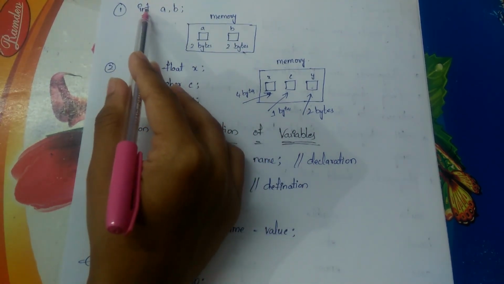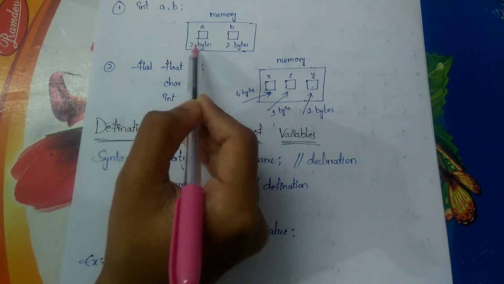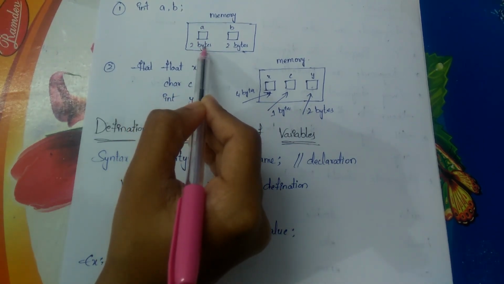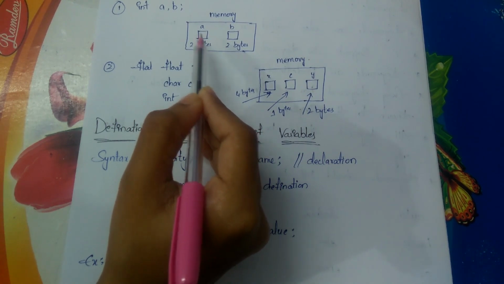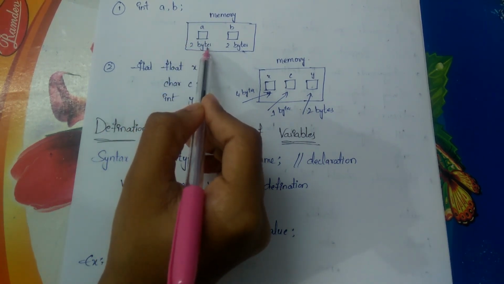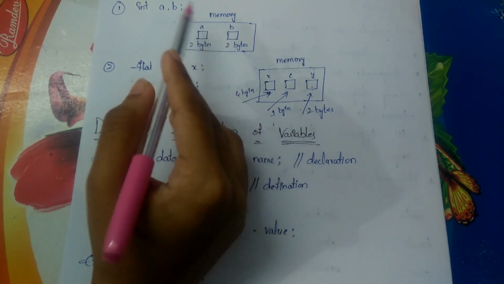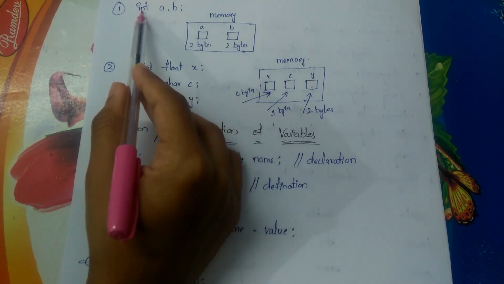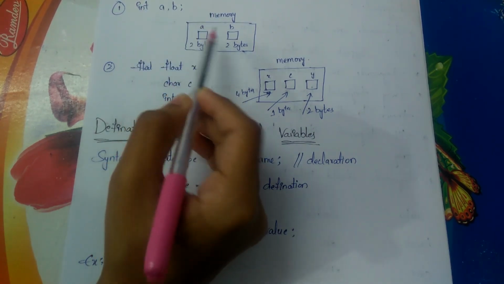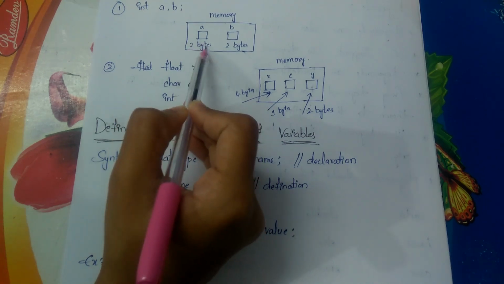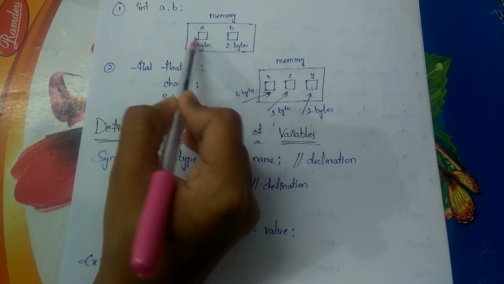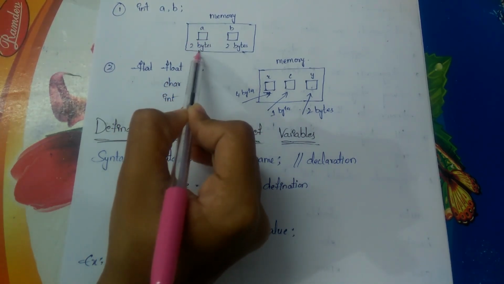And each integer takes 2 bytes of memory. In further classes you will come to know what a data type is and the memory it occupies. But as of now, every integer value stores 2 bytes, meaning every integer variable takes 2 bytes.